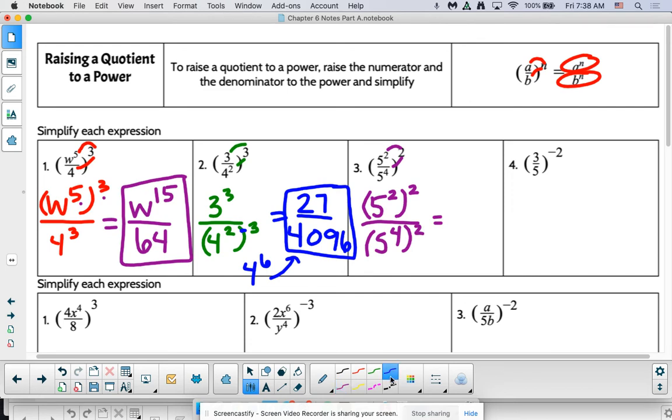All right, so on the top, how many 5s will we have? Well, 2 times 2 is 4, so we're going to have 5 to the 4th over 4 times 2 down here would be 8. Well, now we have a problem like we had on the first page of our notes.